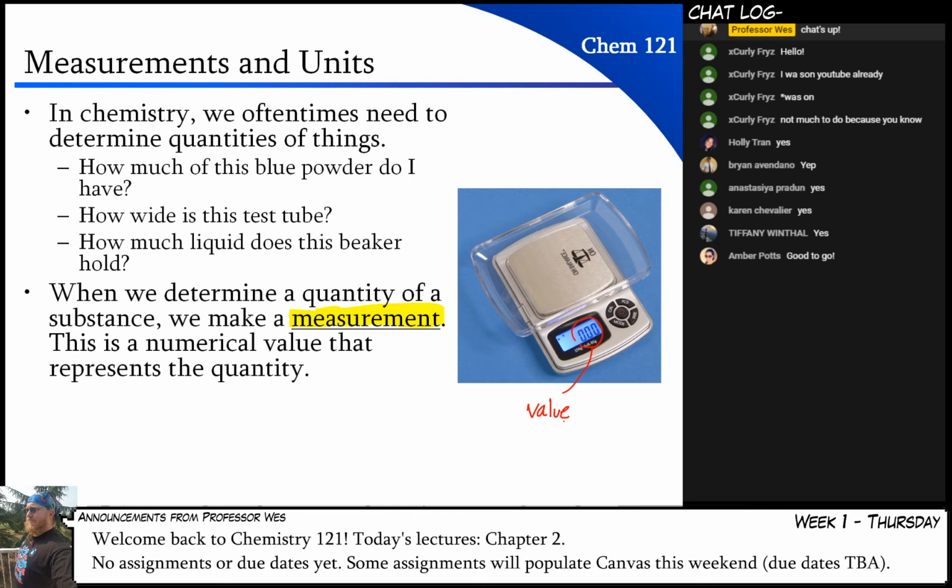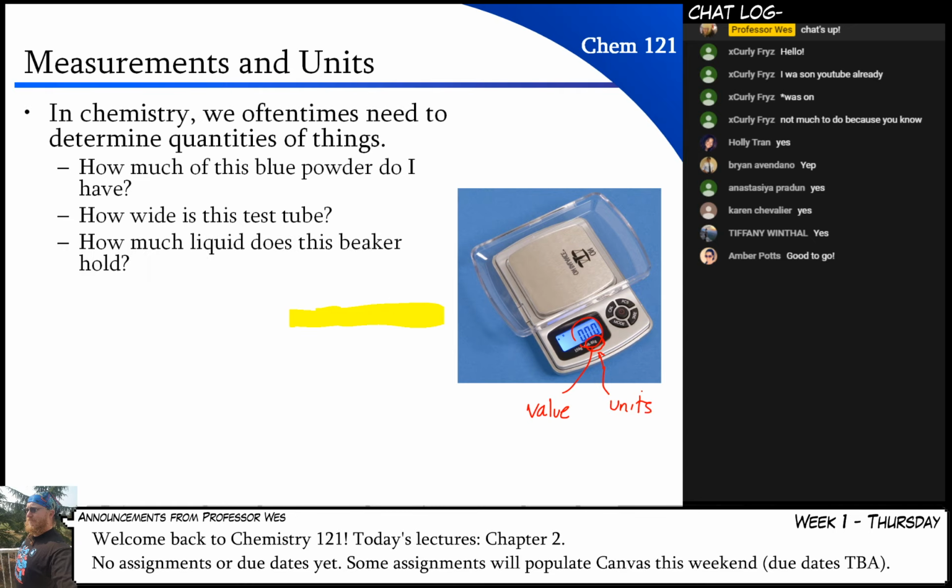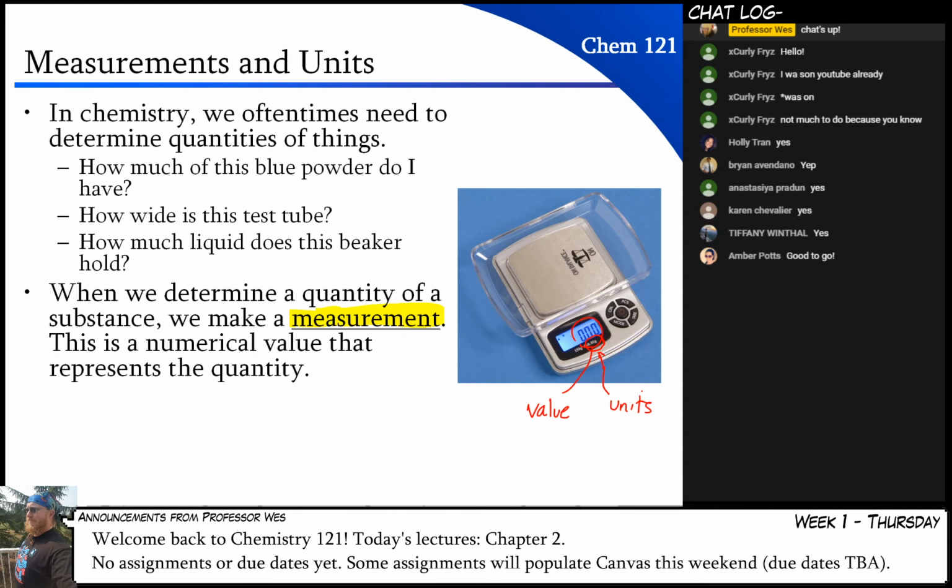All right. The value is just a number. And then right here, which is hard to see actually, if you look in that circle that I drew, it says 0.01 grams. That grams represents the units of the measurement. So all measurements have both a value and a unit in order for them to be a measurement.